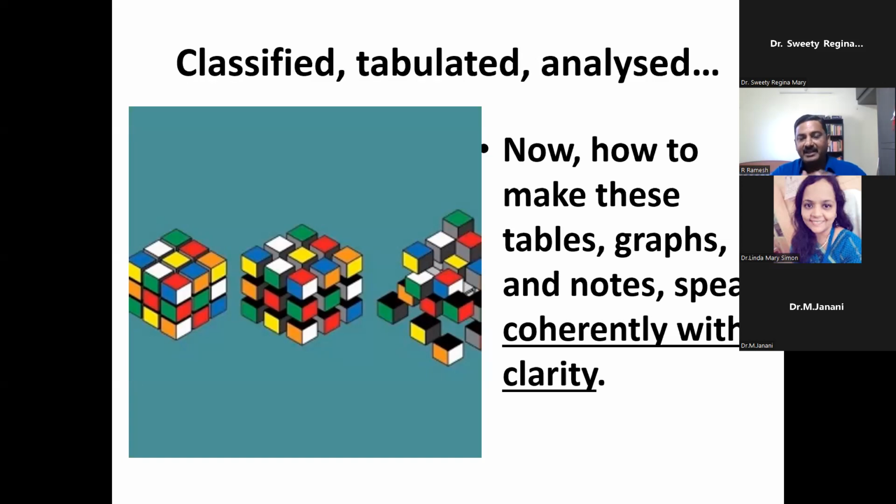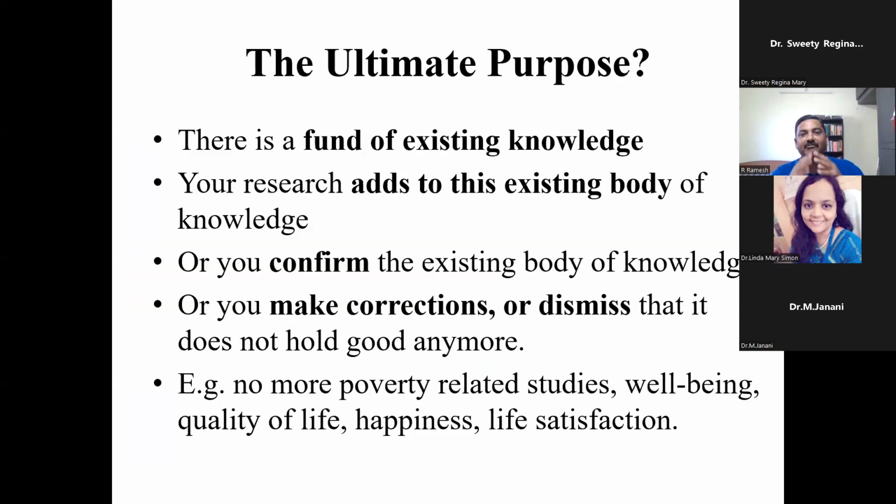So if I have collected the data, have I been able to analyze properly, and have I been able to coherently put it across in a clear way so that I am able to communicate to the world, this is what my data suggests me to talk about a given phenomenon? Whatever be your topic. So what is the ultimate purpose of your research report?